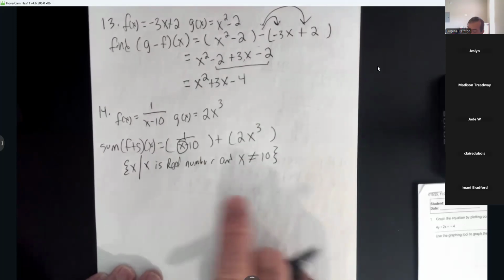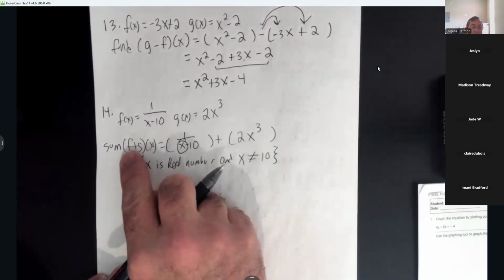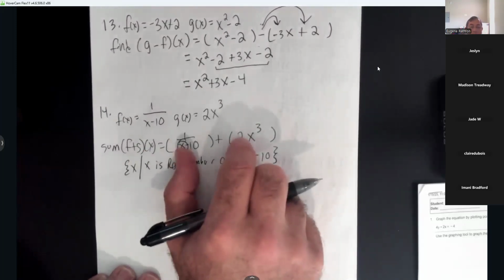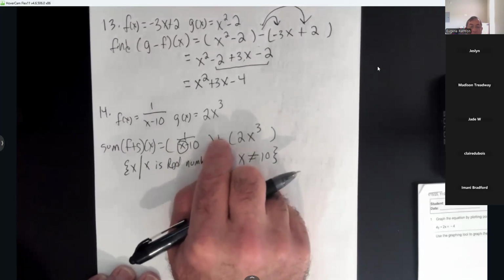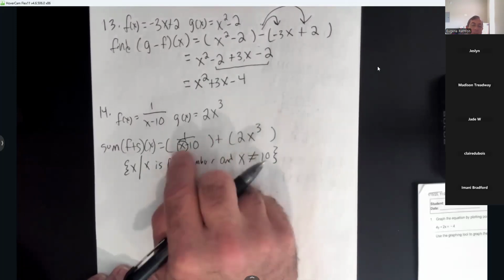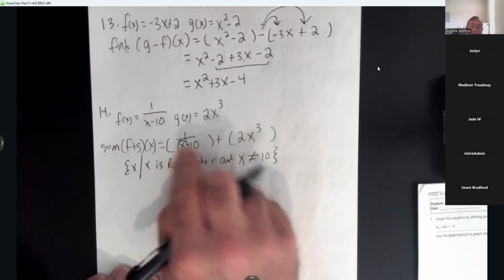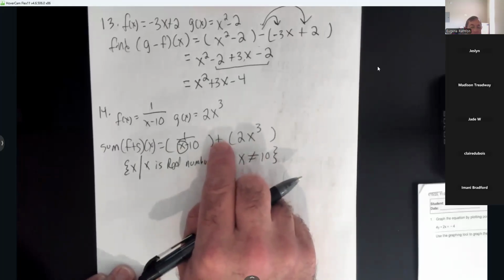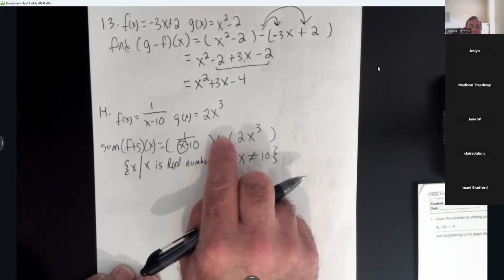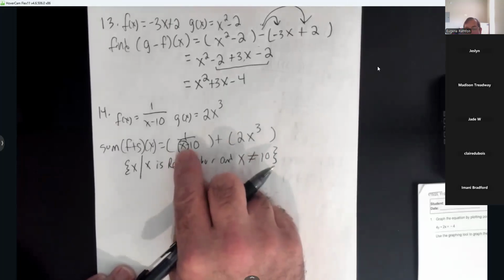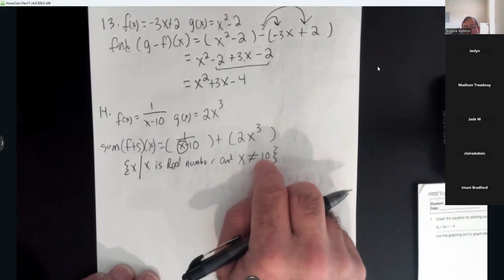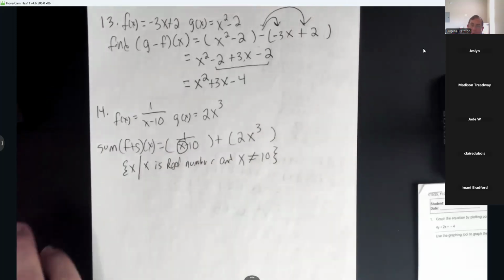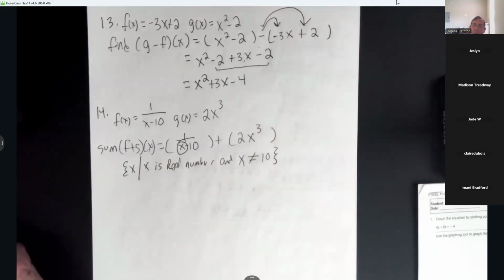Okay. Now, if that's what you got on the sum, when you subtract these, all you're doing is changing that from a plus to a subtraction. So it's still going to be the only number you're going to exclude is 10. And then if I was going to multiply these, all I would do is change that into multiplication. And I still got the same fraction. So I'm only going to exclude that 10. So for all three of these on this problem, they're all going to be the same answer.